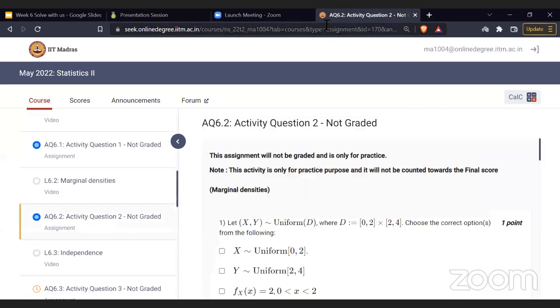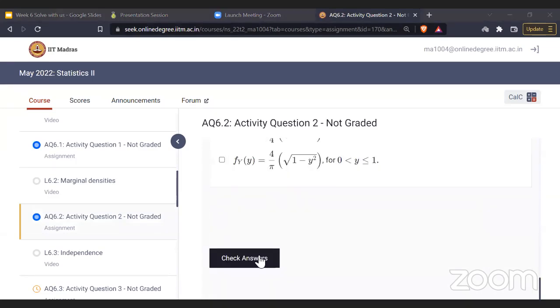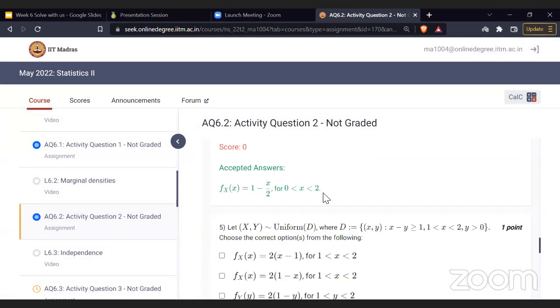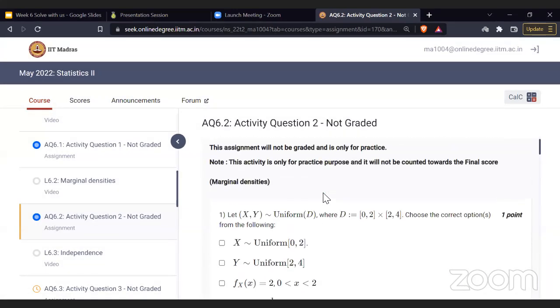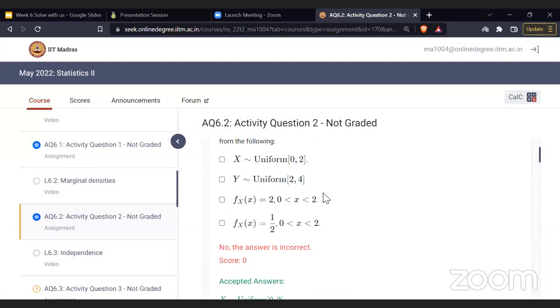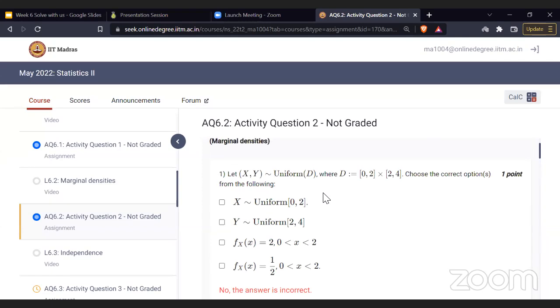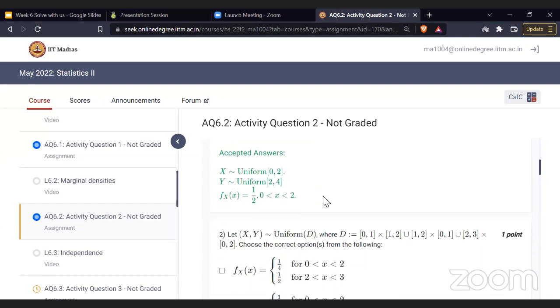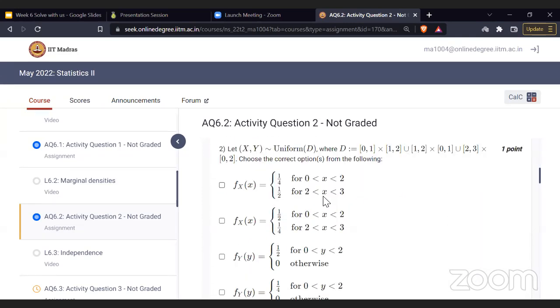Problem number? Both 1 and 2, where the marginal densities of x and y are given. The marginal density of x is 1 by 4, 1 by 2. For example, second question. Okay, second question. You have x uniform in D.